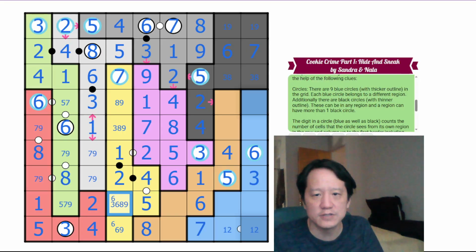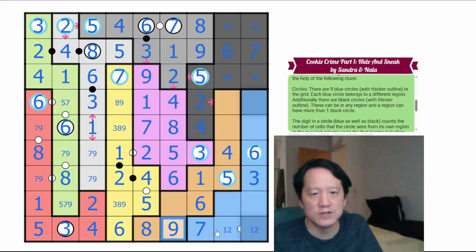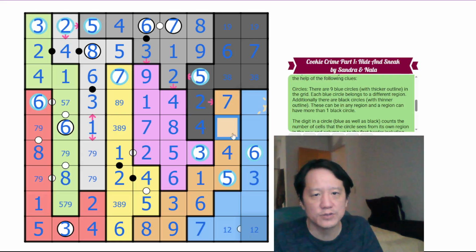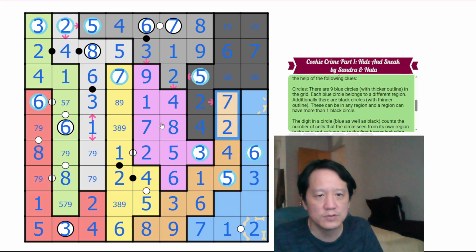This can't be 6 here because of 6 in the row. So where is the 6 in the yellow region? It must be there, which leaves that as a 9. Remaining digit in column 6 is a 3. That leaves 2 and 7 here. This can't be 2 because of 2 in the row. So that's 7. This is 2, which makes this 1 and that 2.